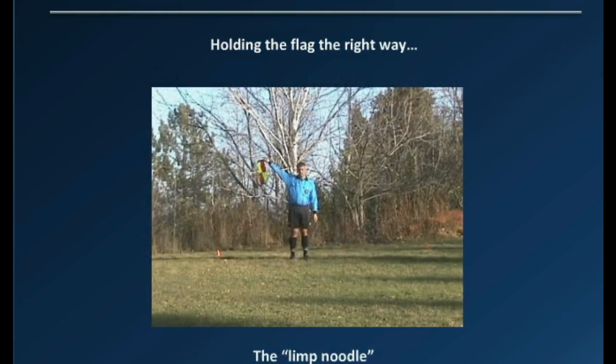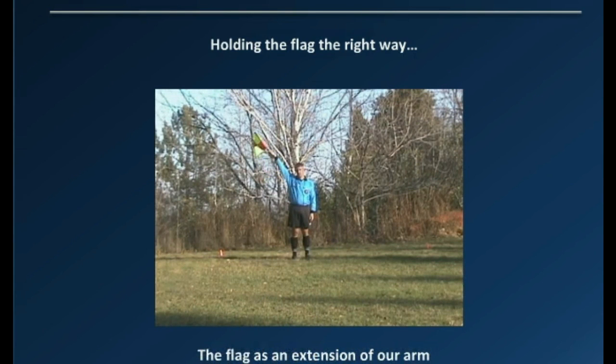Before we get into the individual signals and positioning during restarts, a word about the way we hold the flag. It is important to make our signals crisply and sell our calls, and a common error amongst inexperienced ARs is the limp noodle flag. Our flag should be an extension of our arm, and all of our flag signals should have the flag in a straight line as an extension of our arm. From our shoulder to the end of the flag, we should be able to draw a straight line.